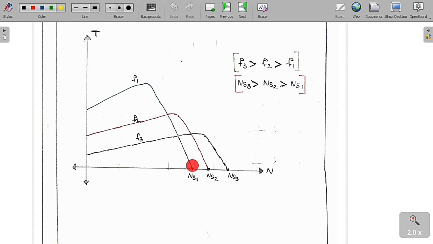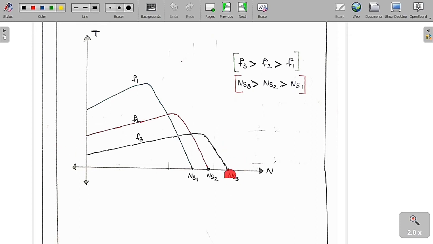I have already told you, as the frequency increases, the maximum torque decreases and the starting torque also decreases. The starting torque decreases by a factor of 1 by f cube, whereas the maximum torque reduces by a factor of 1 by f square. Therefore, the change in starting torque is very drastic compared to the change in maximum torque. This is F1, this is F2 and this is F3. You can see clearly as the frequency increases, the synchronous speed increases, the maximum torque decreases and the starting torque also reduces.